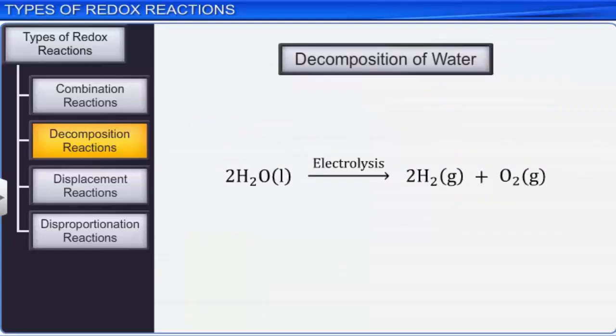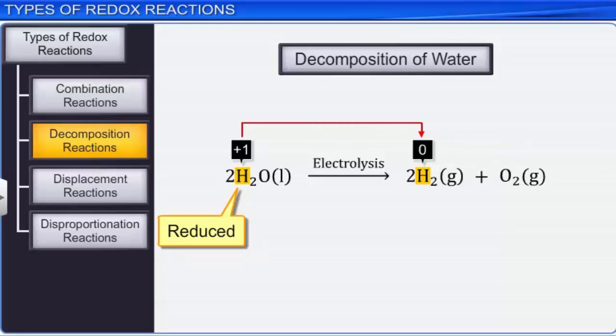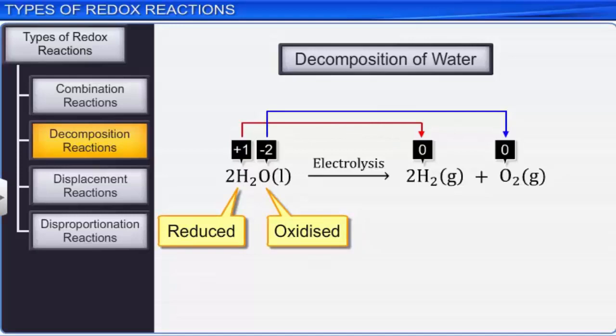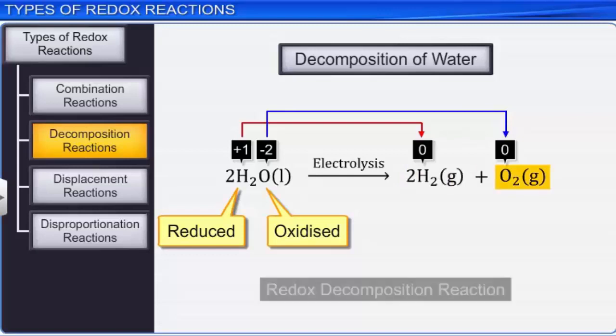One of the most common examples of a decomposition reaction is the breakdown of water into hydrogen and oxygen. The oxidation number of hydrogen decreases from +1 to 0 as it gets reduced, while oxidation number of oxygen increases from -2 to 0 as it gets oxidized. Note that as the products, hydrogen and oxygen of this reaction are in the elemental state, it is a redox decomposition reaction.